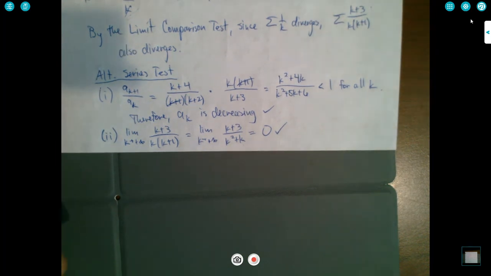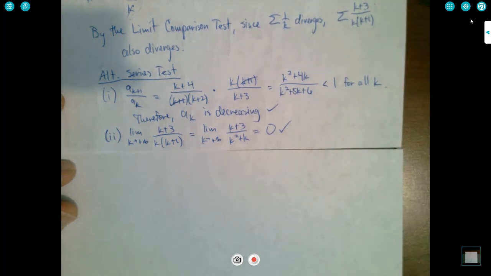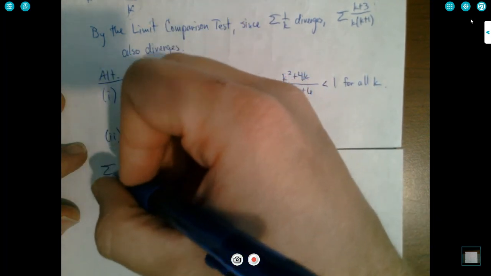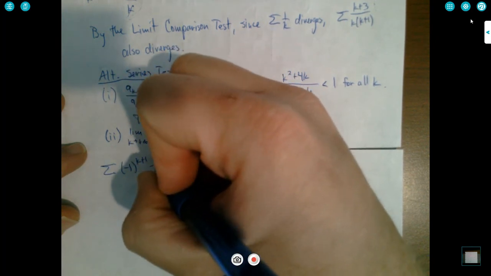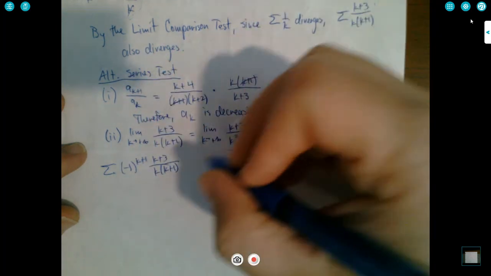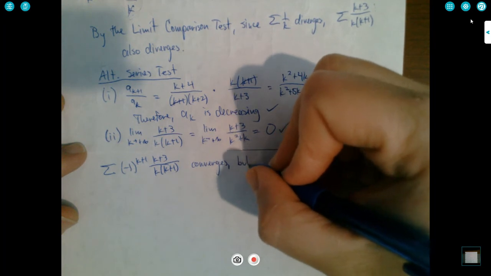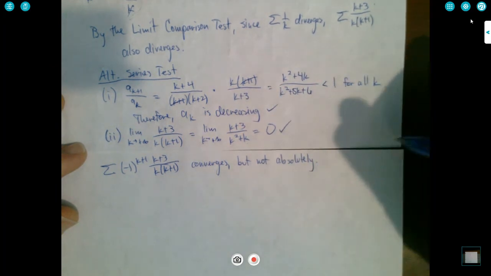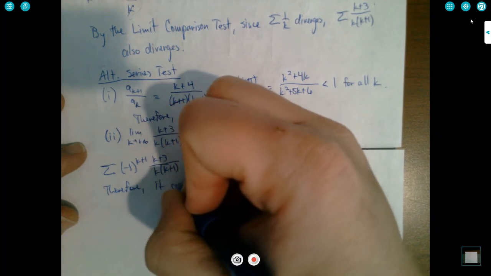Now I've run out of space. Maybe let's write it here. So we'll say the sum of negative 1 to the k plus 1 times k plus 3 over k times k plus 1 converges, but not absolutely. Therefore, it converges conditionally.